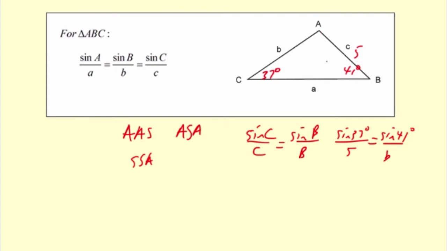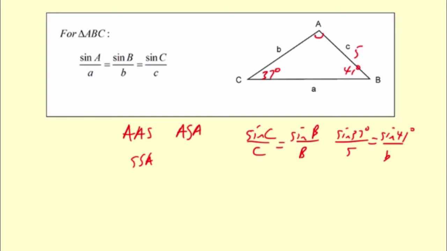Then you can use the triangle sum theorem. You subtract 37 plus 41 from 180. That'll give you angle A. Then you can use law of sines again to solve for side a. And there are a lot of examples of this in the lesson, so you want to make sure you study those and watch the videos.